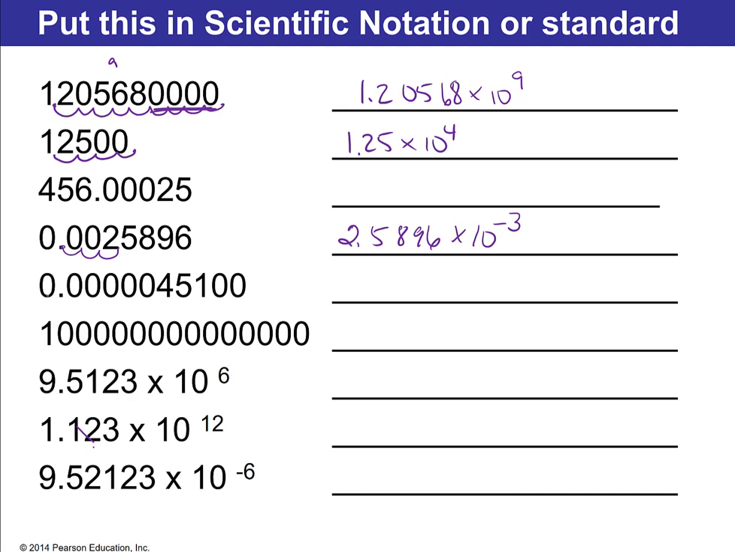Same with this next one down here. I've got a really small number. These 2 zeros are called lagging zeros after a decimal, so they are considered significant. So I need to keep all of those. So starting at the decimal, 1, 2, 3, 4, 5, 6. So 4.5100 times 10 to the minus 6.